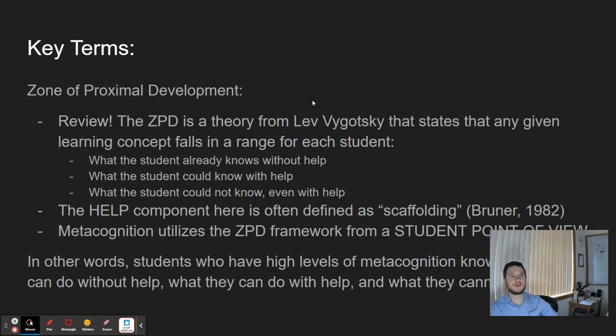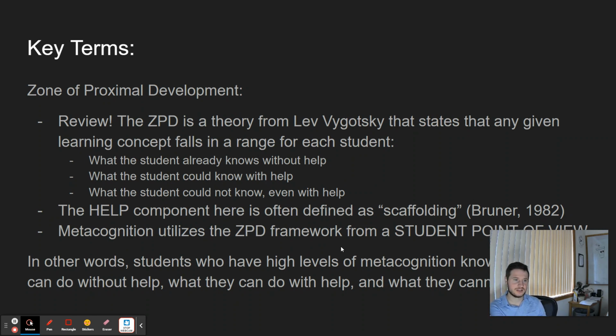I would say that I have this one next because metacognition really relies on students being aware of their own zone of proximal development. You already know what this is. It's a theory from Lev Vygotsky. It states that any given learning concept falls in a range, which is what students already know without help, what the student could know with help, and what the student could not know even with help. And remember this, the help component, this middle one, particularly the students being able to do something with help from someone who knows it, is called scaffolding.